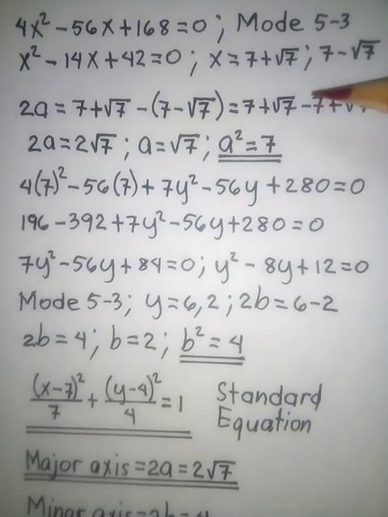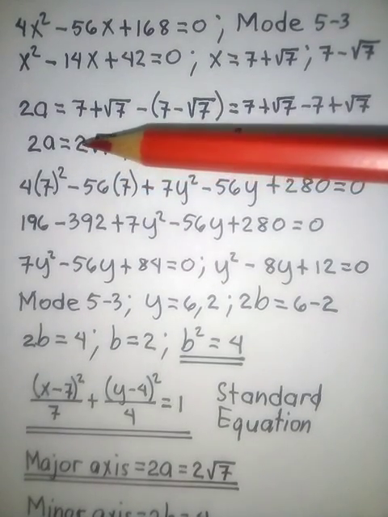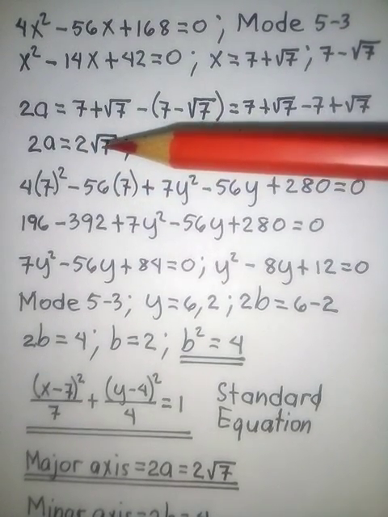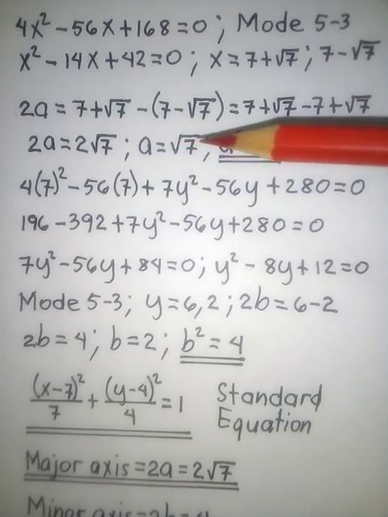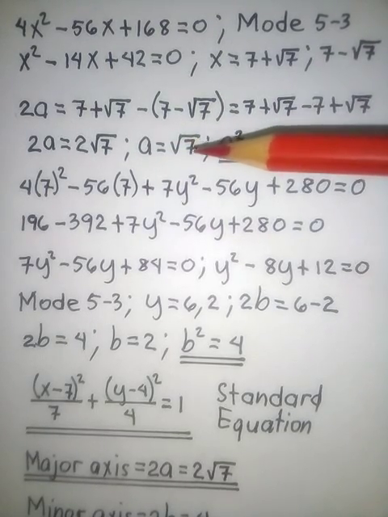To get the value of the minor axis, let us now substitute y is equal to 7 into the original equation.